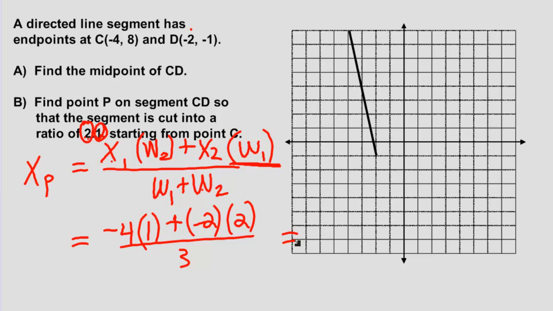If you do the math on this, you get negative 4 minus 4 over 3, so negative 8 over 3, which is negative 2 2/3. Writing it as a mixed number is going to help me figure out where it is on the graph. I'm going to write that down so I can erase some of this and get some more workspace. So my x partitioning coordinate is negative 2 2/3.